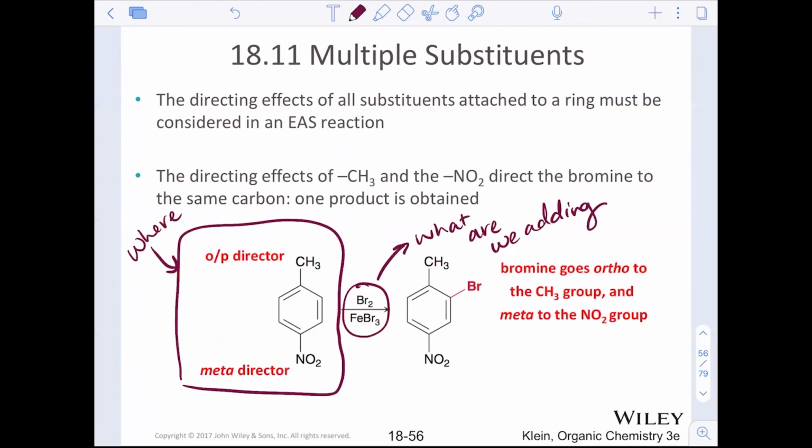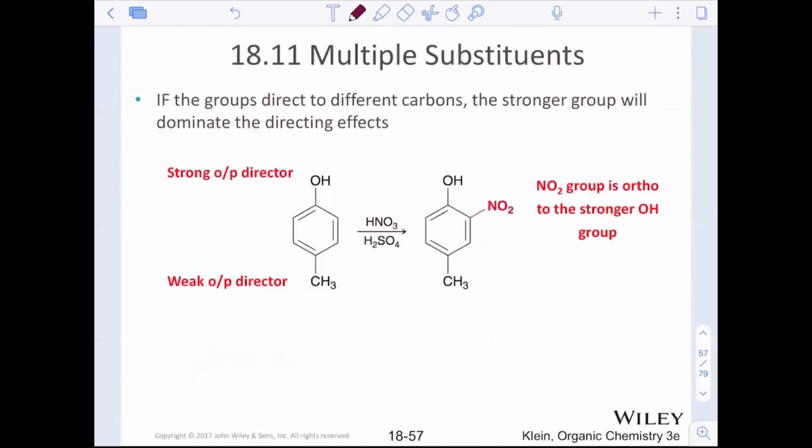lovely bromine. Because methyl is an ortho-para director and because nitro is a meta director, that would be here or here. They're the same because of symmetry. So just pop it on one side. That is when the directing effects are nice, happy, hunky-dory, and they are working together. If the groups used to direct are different, then the stronger one will dominate.